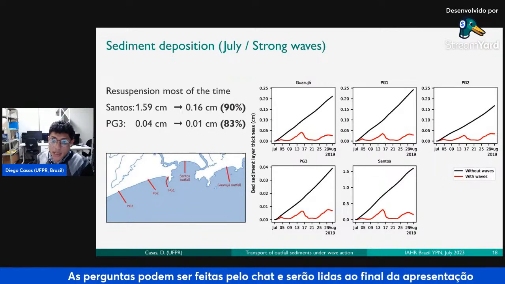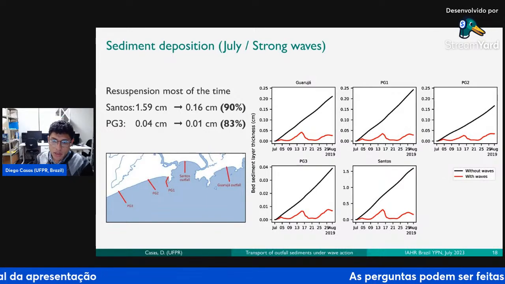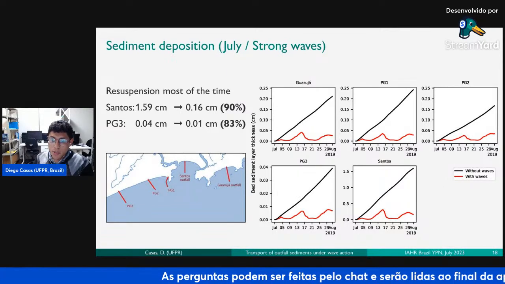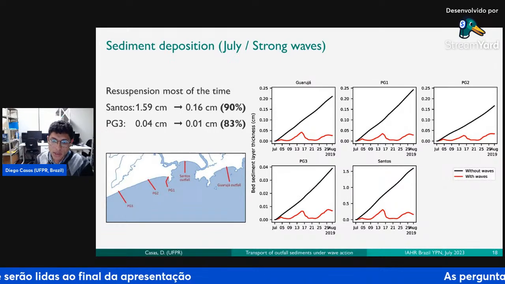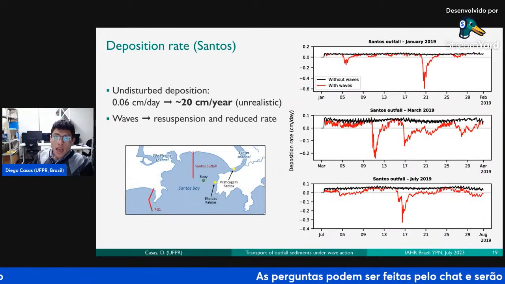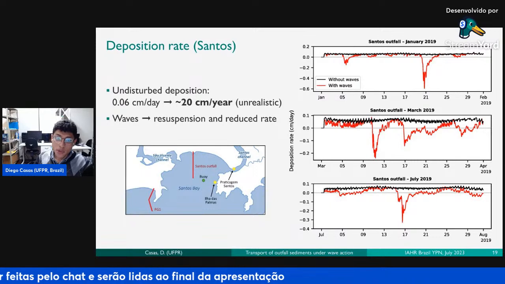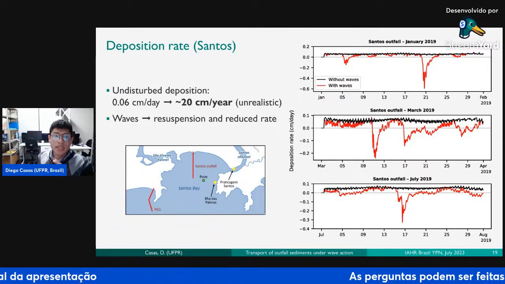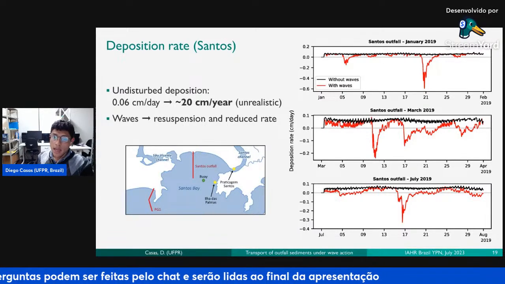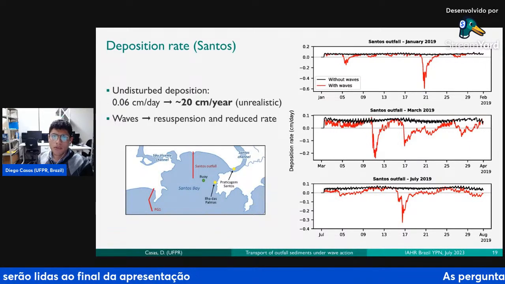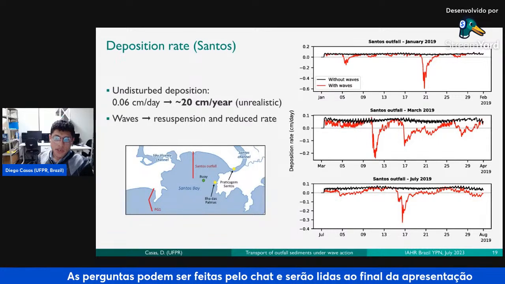So we can see that our line here in black reproduces a linear deposition, almost unperturbed. The inclusion of waves means that our deposition is not unperturbed. It has some frequent events of resuspension that avoids this unrealistic deposition at the bed. If we compute the deposition rate, in this case only for Santos, we see that the undisturbed deposition, I mean without waves, is about 0.06 centimeters per day, which in about a year is a deposition of 20 centimeters. It is considered unrealistic since in a span of several years we would have about a meter of sediment deposition, and it hasn't been observed in the region.